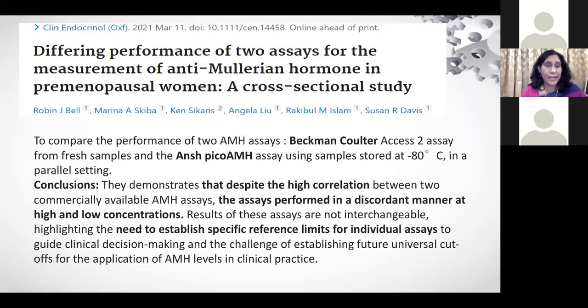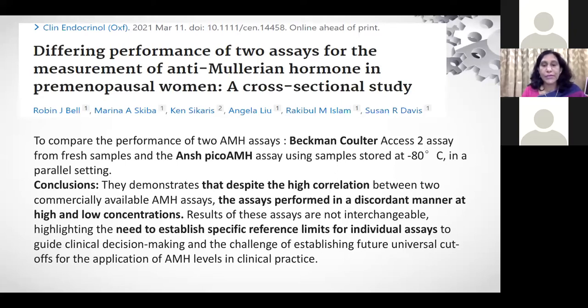So in this study, which is quite recent, in March 2021, they compared the performance of 2 AMH assays, the Beckman Coulter assay and the PICO AMH assay. And they demonstrated that despite the high correlation between 2 commercially available AMH assays, the assays performed in a discordant manner at high and low concentration.